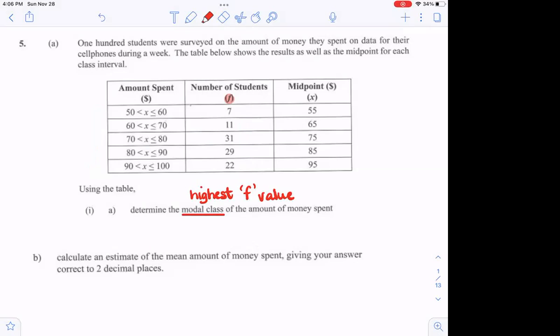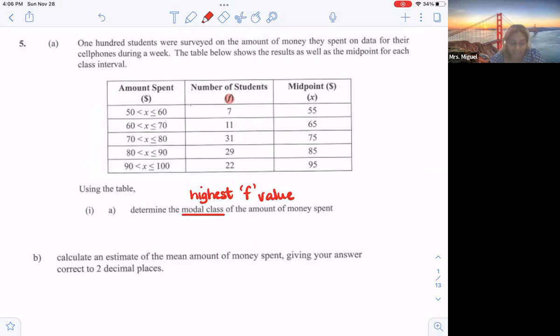70 to 80. And that corresponds to 31. Thank you. So this is 70 less than X less than or equal to 80, right? So that is the modal class with the highest number of students or the highest frequency value.